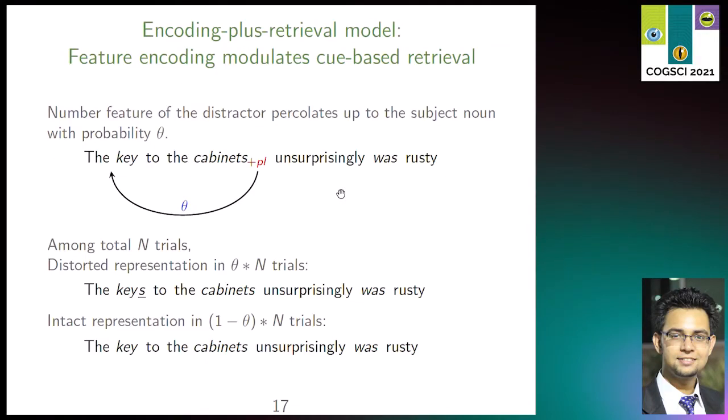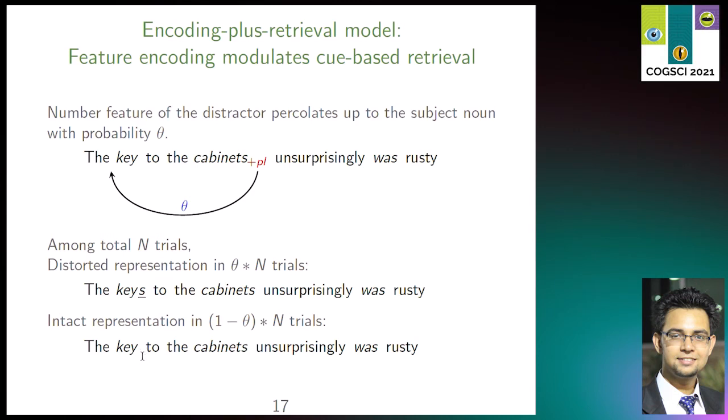So let's say in the sentence, the key to the cabinets unsurprisingly was rusty. The plural feature of the cabinets percolates up to the subject noun key in a proportion of trials, right? So if there are a total of n trials in the experiment, the representation would get distorted in theta into n number of trials, right? So in these many trials, the representation of the subject noun changes from singular to plural, right? And in the remaining trials, the representation of the subject is intact, right?